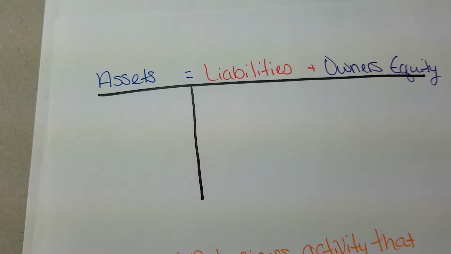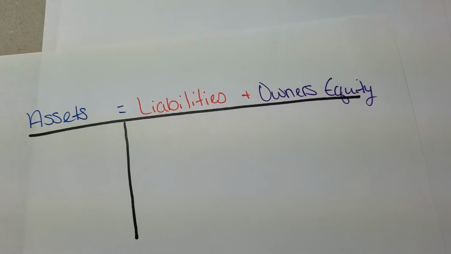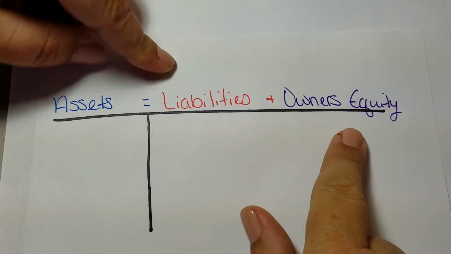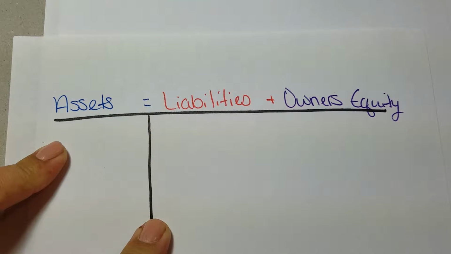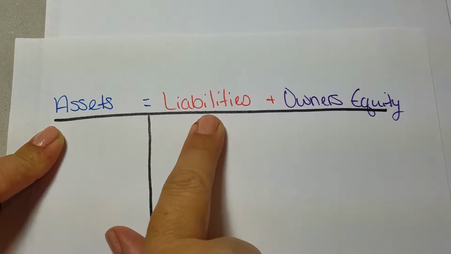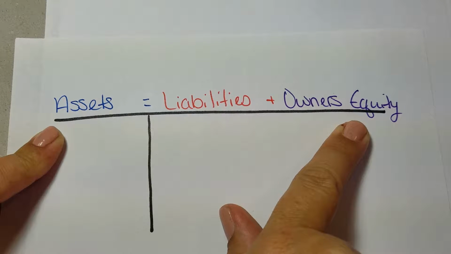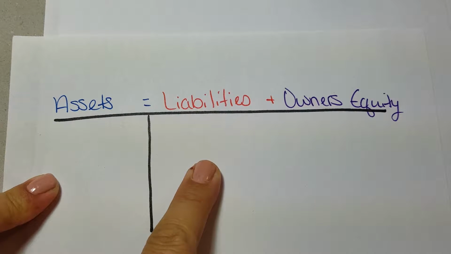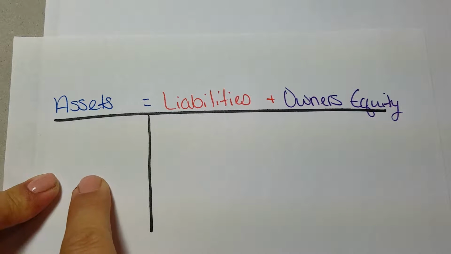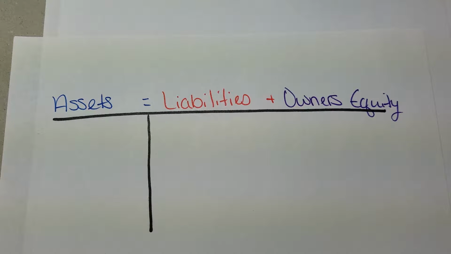If you remember from yesterday, we were learning that assets equals liabilities plus owner's equity. So we have everything drawn on a T. And whatever our assets is has to be equal to liabilities plus owner's equity. So if liabilities is 5 and owner's equity is 5, our assets had to be 10. So today we're going to move on.